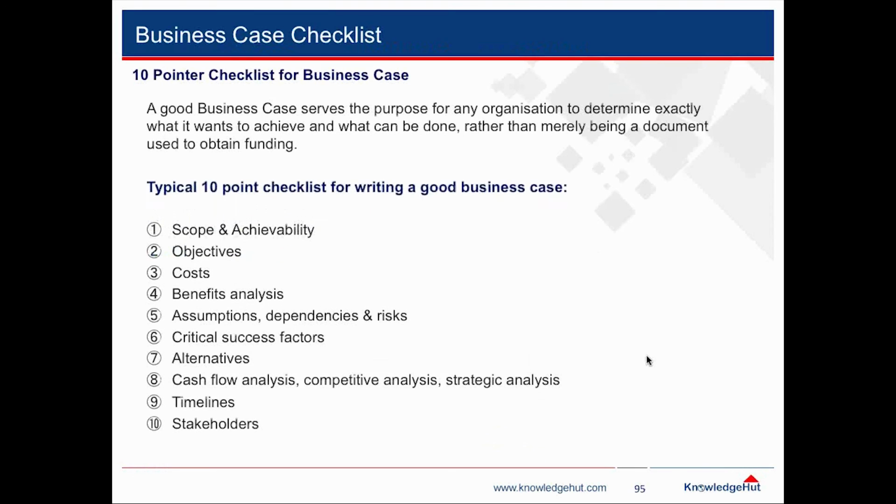A checklist. There's a lot of common sense in there, it's like writing any other document. Look at the right structure, but then specifically for a business case, check in on the scope and achievability, the objectives, costs, the benefit analysis, assumptions, alternatives, cash flow analysis, timelines, and stakeholders. All this is a good list for you to see whether you've covered all these points.